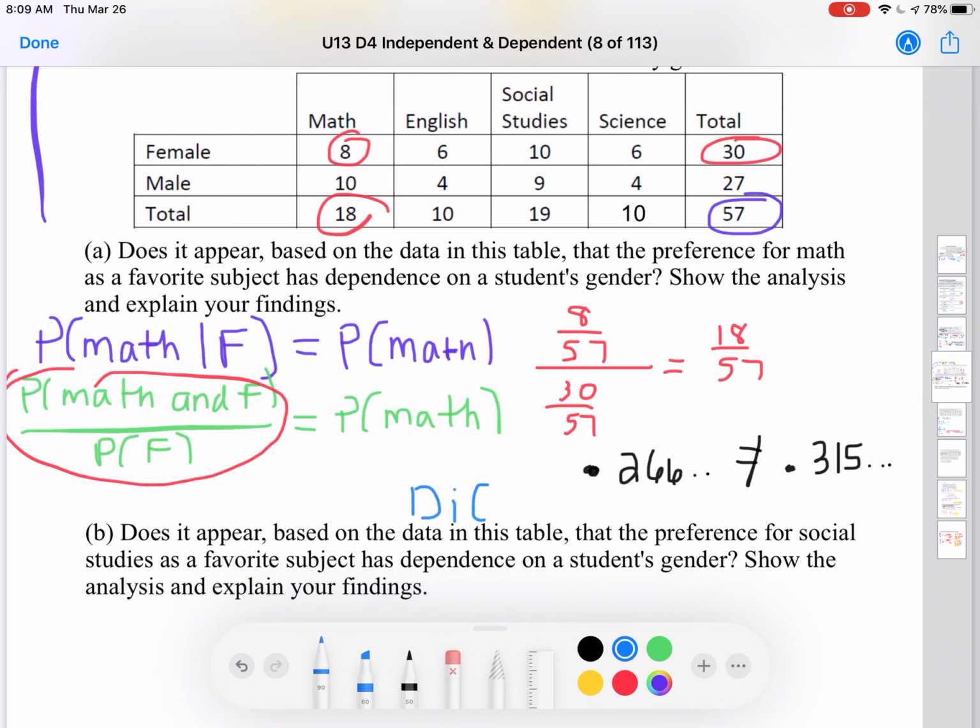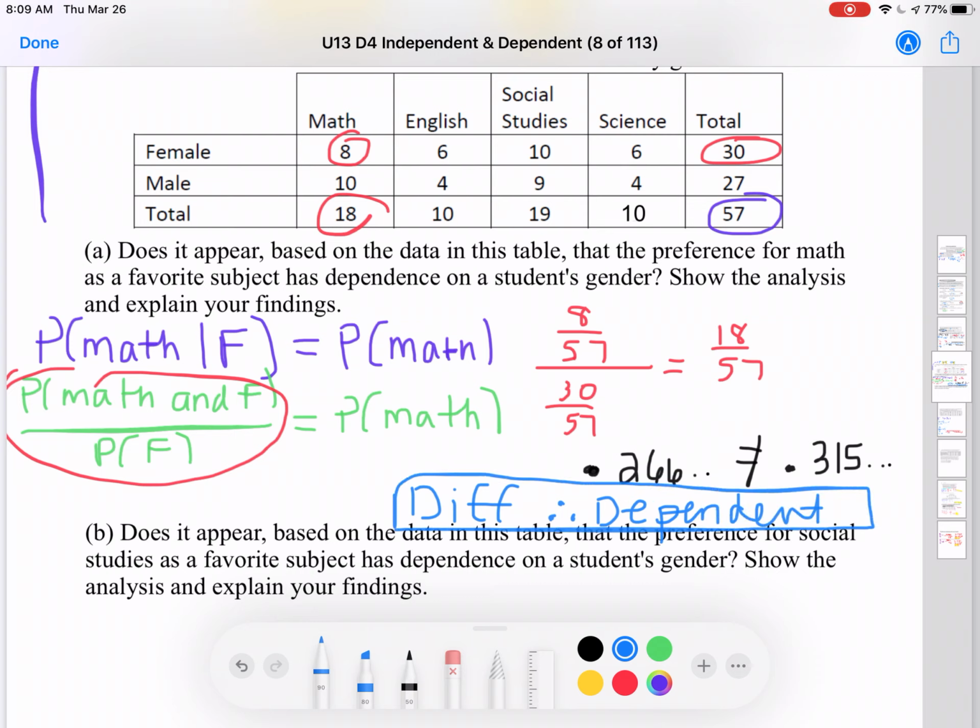Okay, so you would say different, therefore dependent. And that would be your answer, and we would be looking for those decimals. Okay, so they're dependent on each other, according to the survey. What subject you like based on what gender you are. All right, let's do another one.